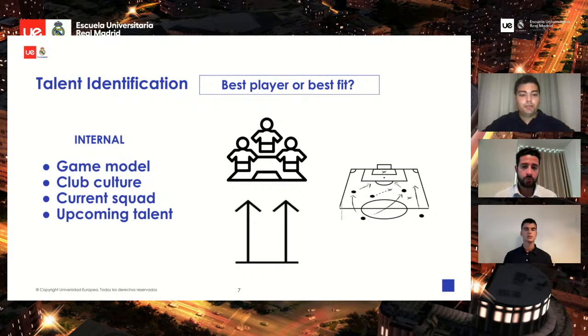Perfect. We have another question from Rudy. Rudy asks how to manage the relationship with agents as a scouting department, or is it better to leave the job for a football director? Yes. I will say that how to manage.